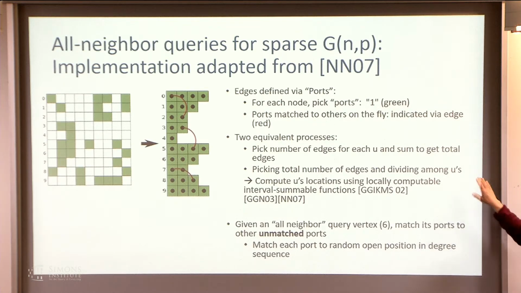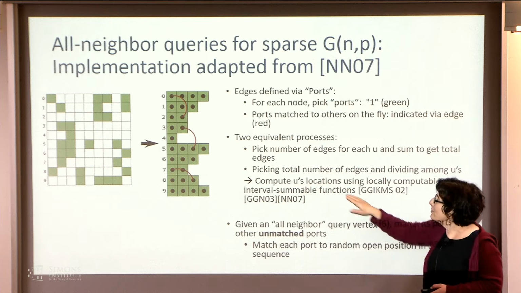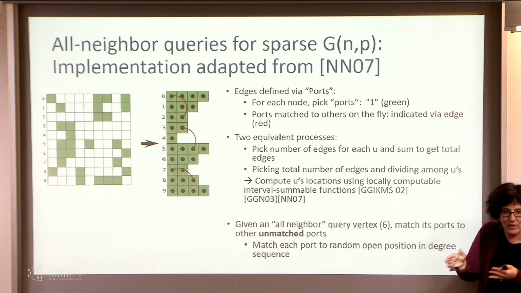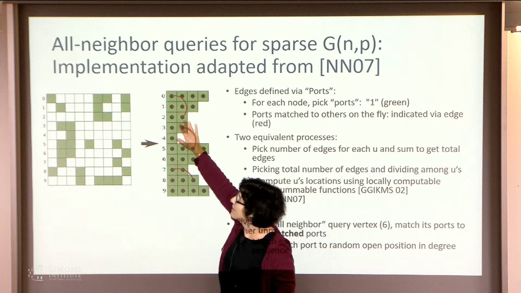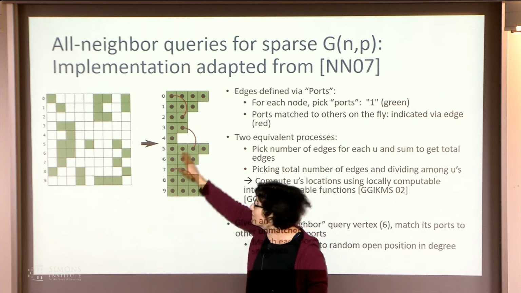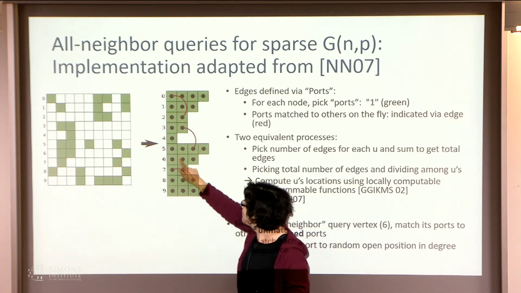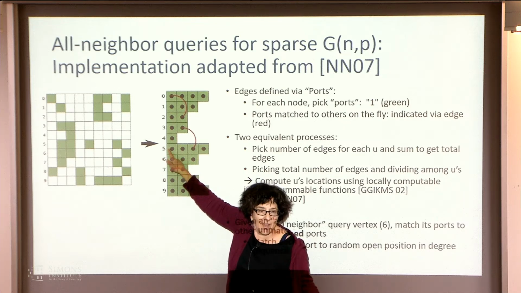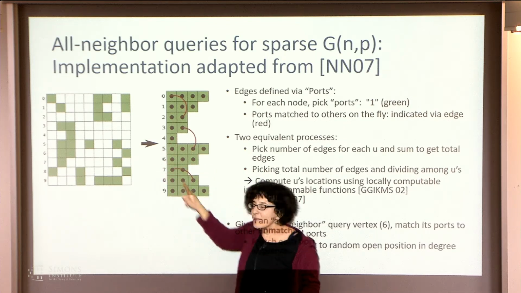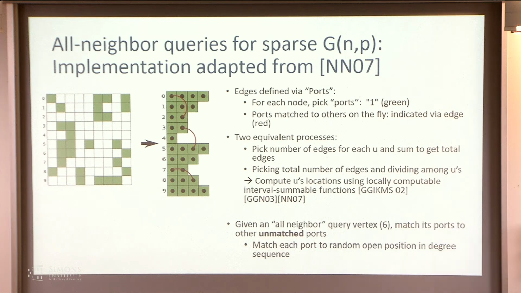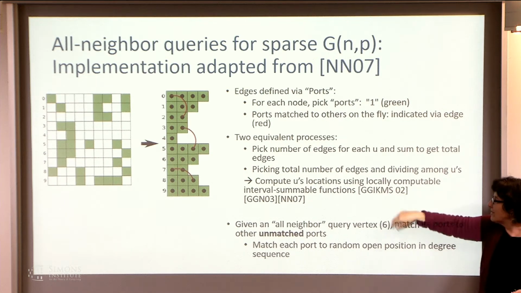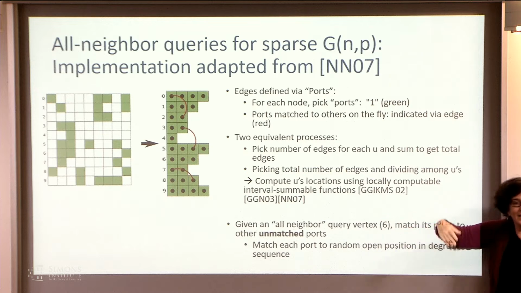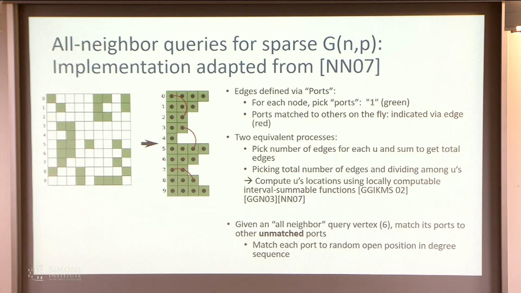And how would you do that? Well, I'll talk about this in a bit, but once you can do this, what it means is you can compute U's locations, where the locations are of U's ports. You think of these green things as being one long list instead of nicely done like this, but you'd like to figure out which ones belong to node 5. It turns out you can do this using interval summable functions by GGI-KMS and also GGN, and everybody looked at those. So you can use those to figure out where U's locations should be.